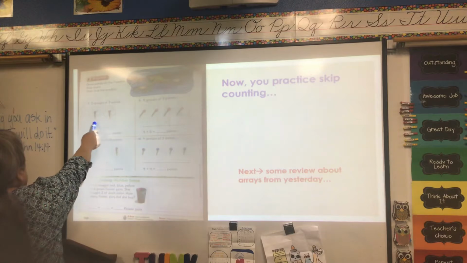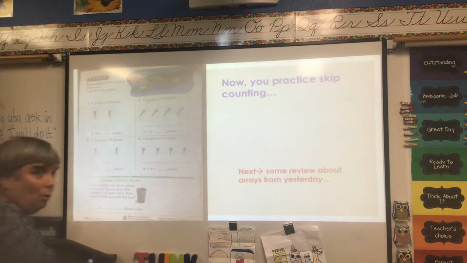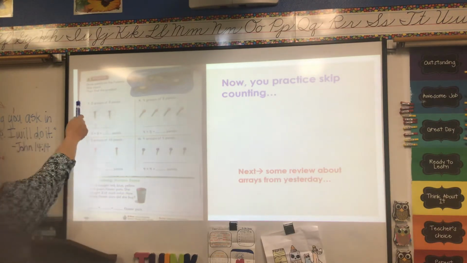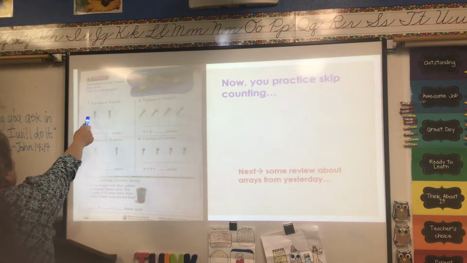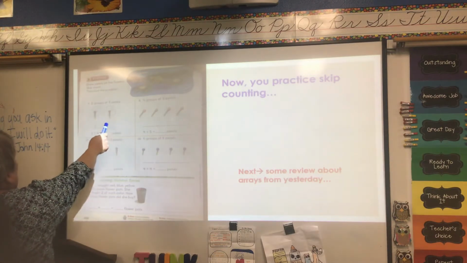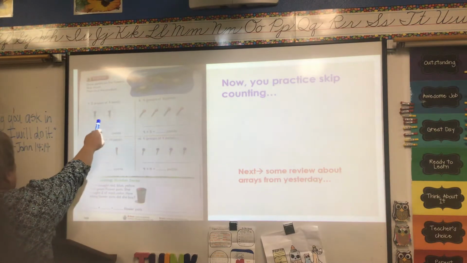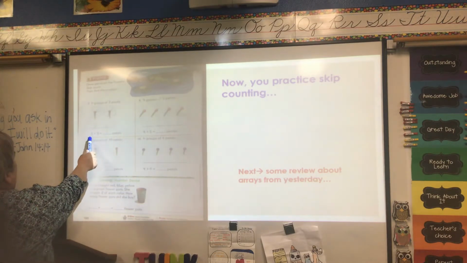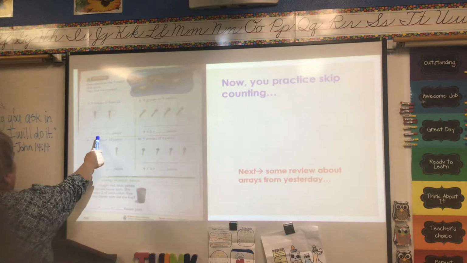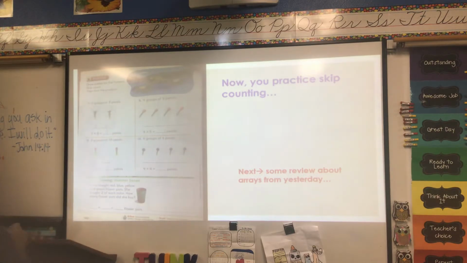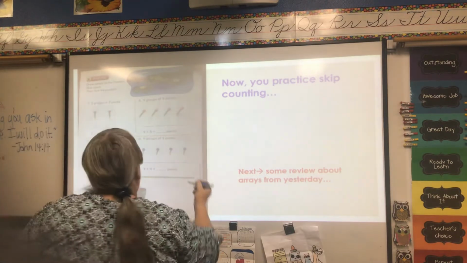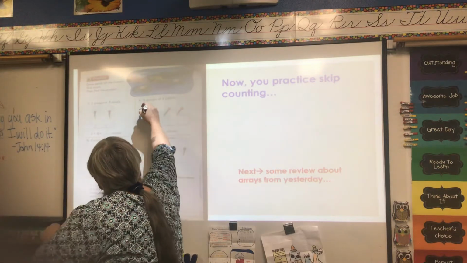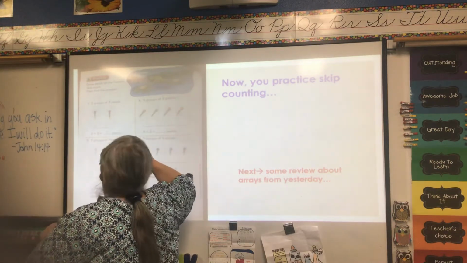If you have 2, it looks like stems almost, doesn't it? You just have to add the petals. There's 3 petals on each one. So I'm going to skip count 3, 6. So 2 stems with 3 petals, 2 times 3, the product is 6. So right here, we will do this first one together.